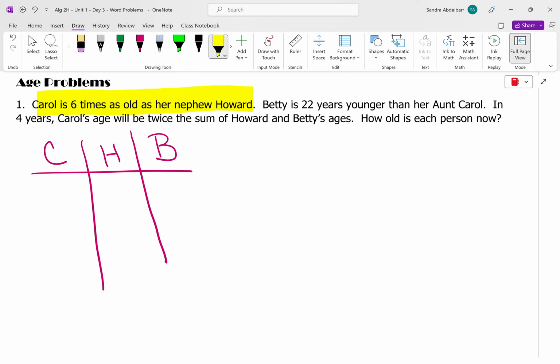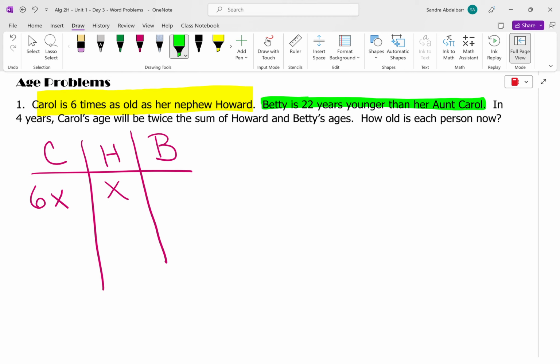And now let's go ahead and translate. Carol is 6 times as old as her nephew Howard. Who do you think I'm going to call X? Carol or Howard? Howard. He's younger. He is X. Carol is 6 times as old as him. So how old is Carol going to be? 6X.